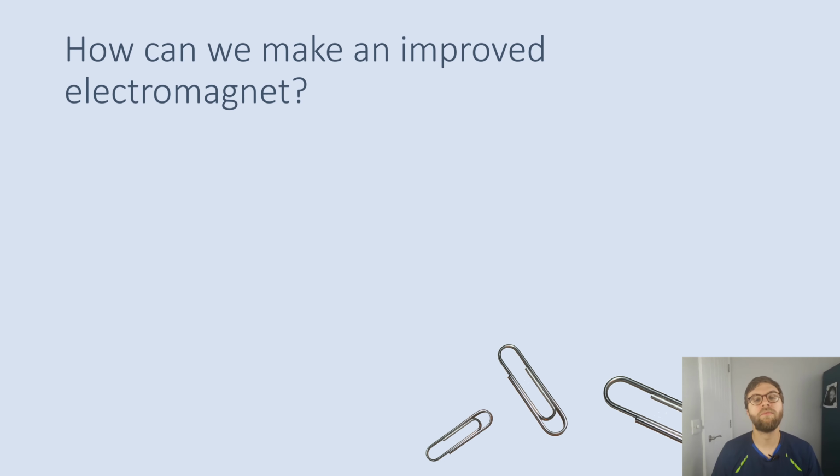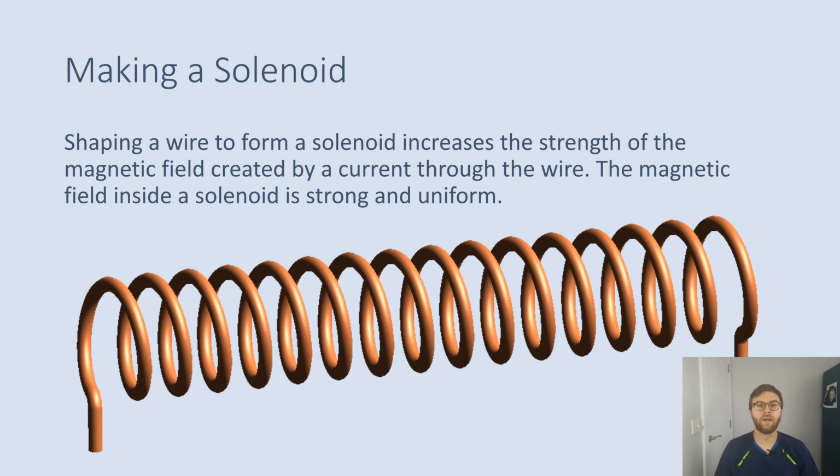So if we want to make an improved electromagnet, what could we do? Well, the first thing you do is make what's called a solenoid. A solenoid is where you shape the wire from being a long, thin strand and you twist it round to create the shape below. Shaping the wire to form a solenoid increases the strength of the magnetic field that's created by the current through the wire. The magnetic field inside a solenoid is strong and uniform, meaning it's the same throughout.